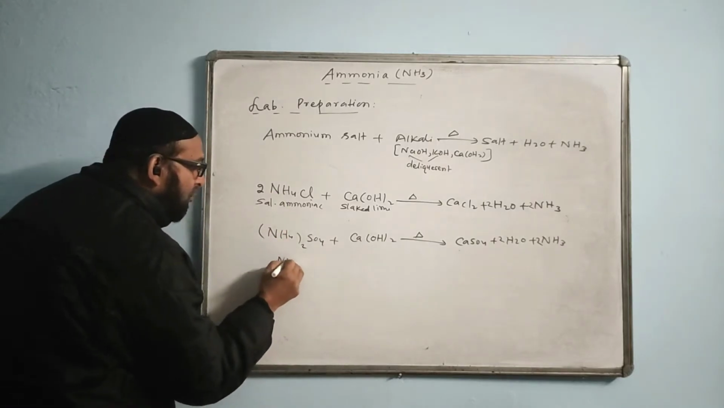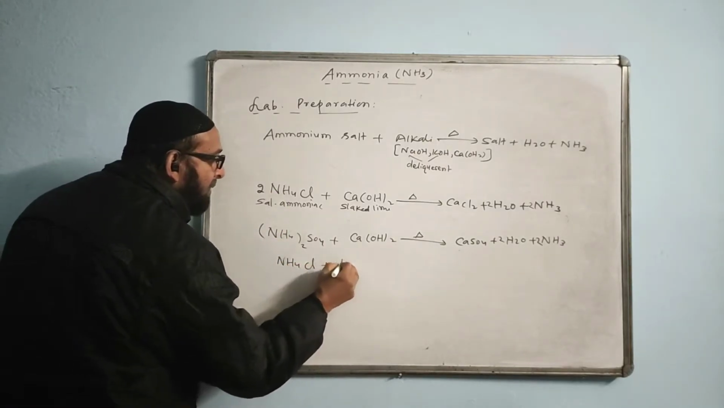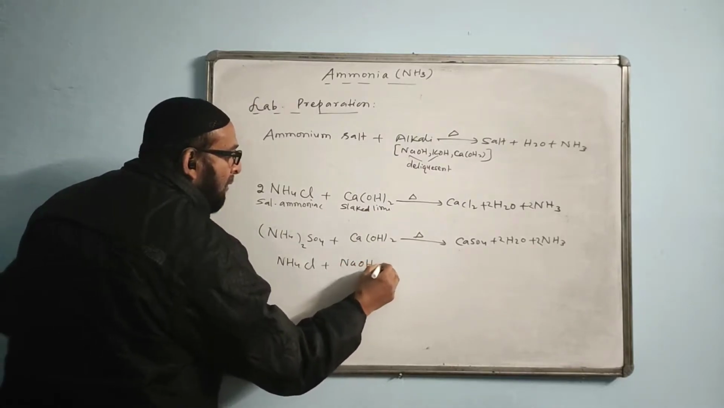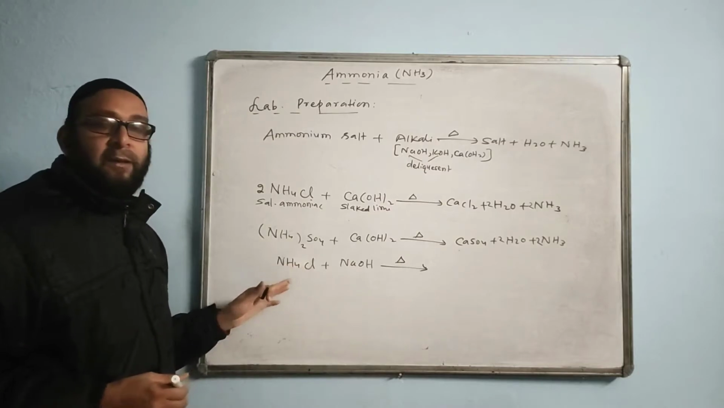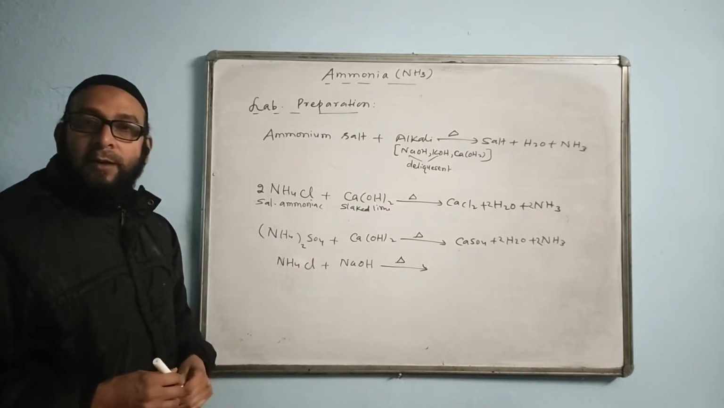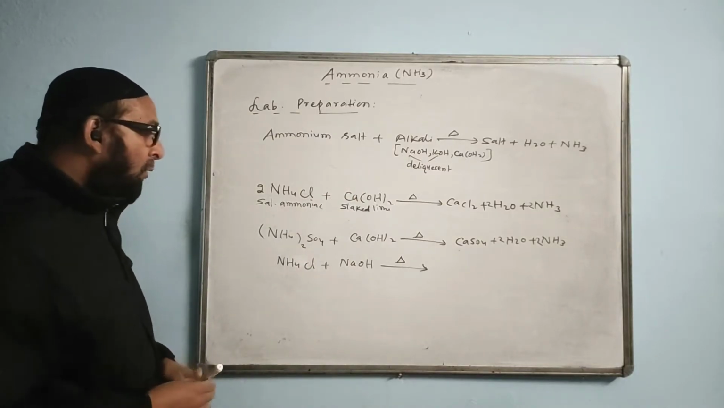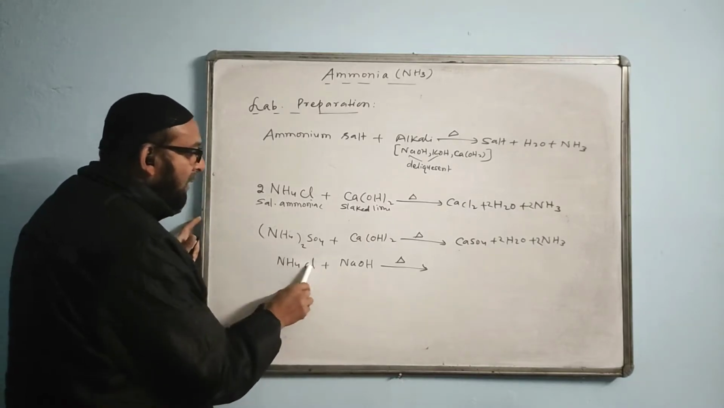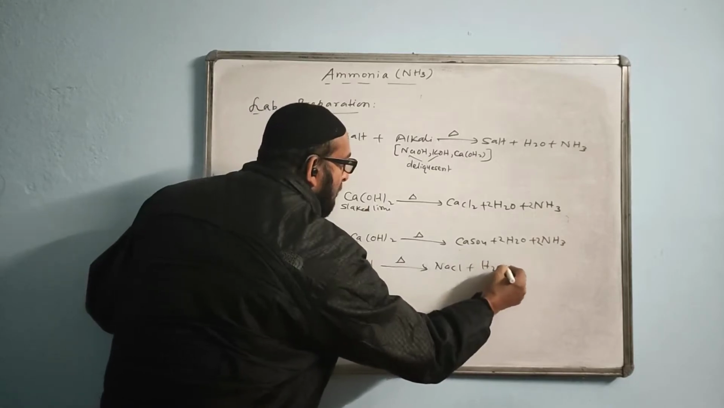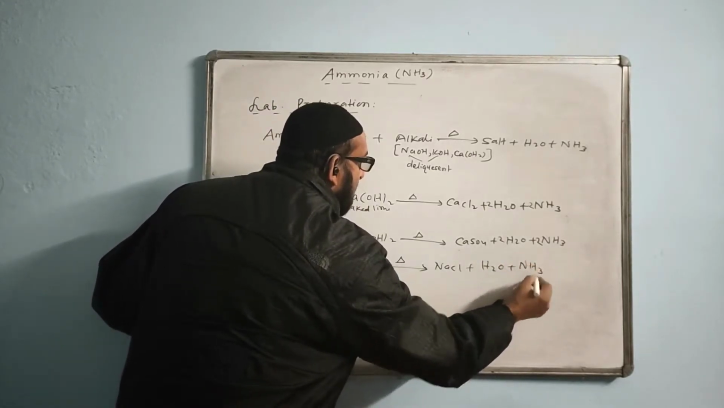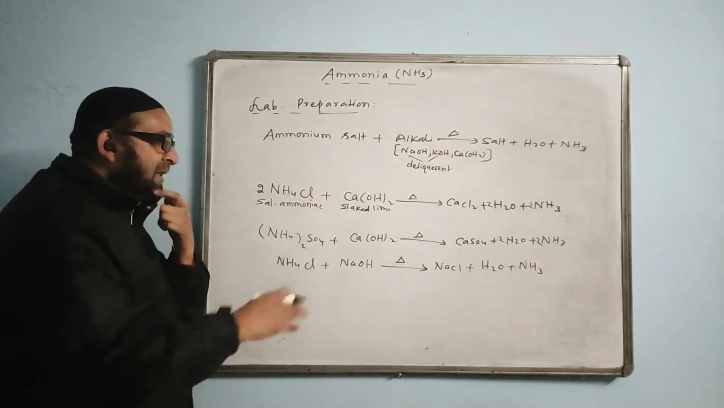Similarly, if I take NH4 here and plus NaOH, what answer do you expect to get? You see alkali, you see ammonium thing. Reaction will give salt, water, and ammonia. What answer do you expect now? Na will combine with this, will give you NaCl plus H2O plus NH3. Yes. This reaction is balanced.